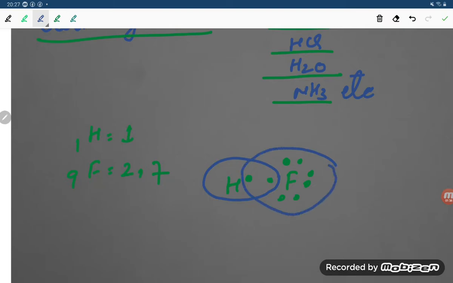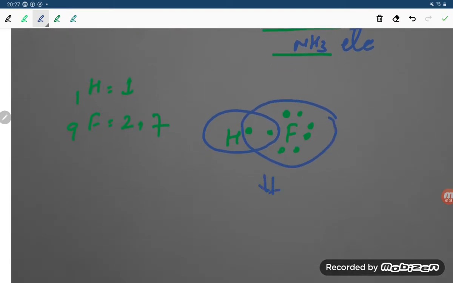Now, in this process, what is happening, students? Hydrogen is less electronegative and fluorine is more electronegative. So fluorine will attract this electron pair towards its direction and will acquire a partial negative charge, and hydrogen a partial positive charge. This type of bond is known as a polar covalent bond. Now polar, why, students? Because positive and negative charges are developed, and covalent means it is formed by the sharing of electrons. That is why it is polar.